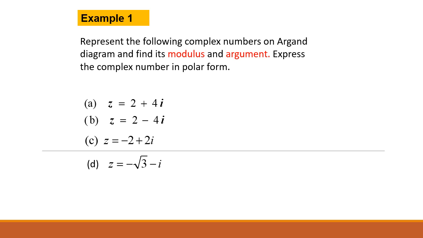So let's do some examples. The question asks you to represent the following complex numbers on an Argand diagram and find the modulus and argument, then express the complex number in polar form. So this question has four steps. The first is to represent it on the Argand diagram, then find the modulus, then find the argument, and the last is to express it in polar form. Let's do the questions.